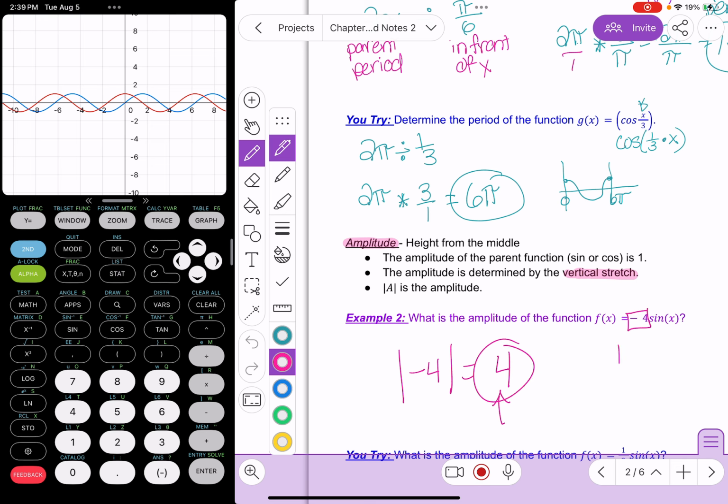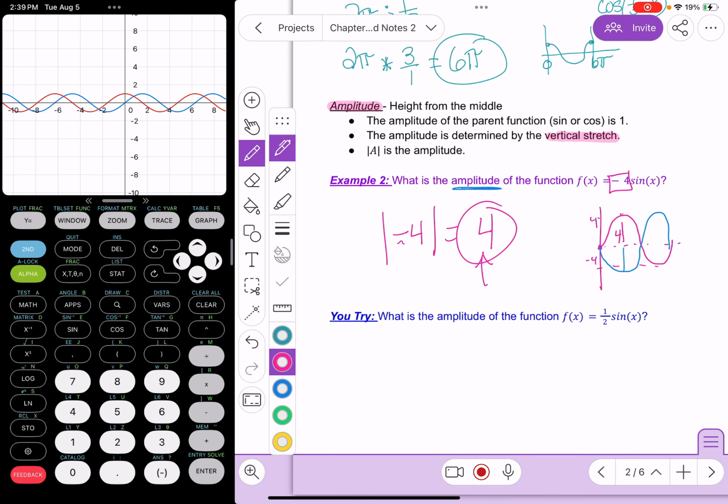So the amplitude would be 4. Which means if I were graphing this, my sine graph would go like that. So from this middle point, the height of this would be 4. Which means I would go up 4 and I would go down 4 when I'm graphing. The negative tells us we would flip it. So this graph would actually go down first, but we'll talk about that in a little bit. When we're talking about amplitude, we only really worry about how high, not the direction.